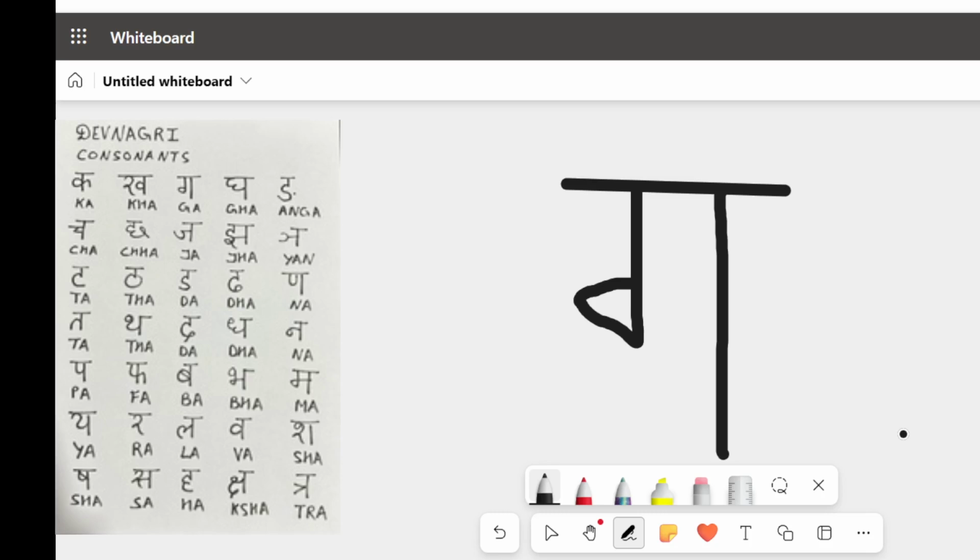Okay, so we've seen three letters so far. First one, K, KA. All these A's are closed mouth sounds. Next letter, Kh, KHA with aspiration. The third letter, G, GA, non-aspirated. Okay, let's go to the fourth letter now.